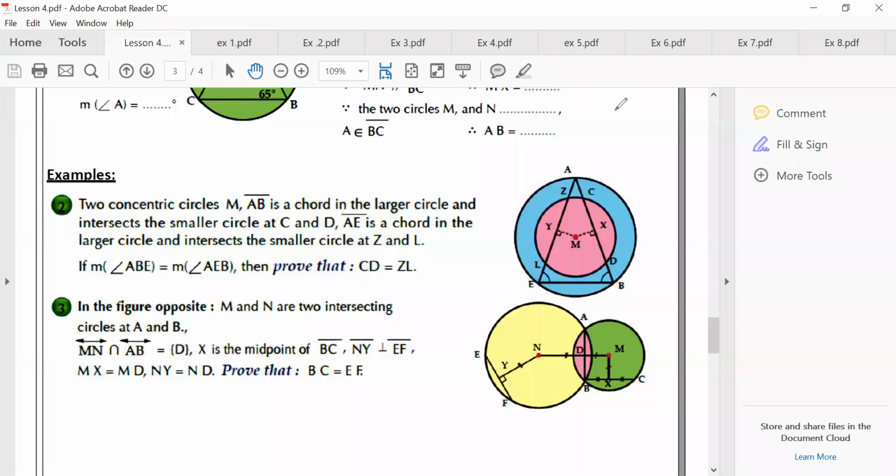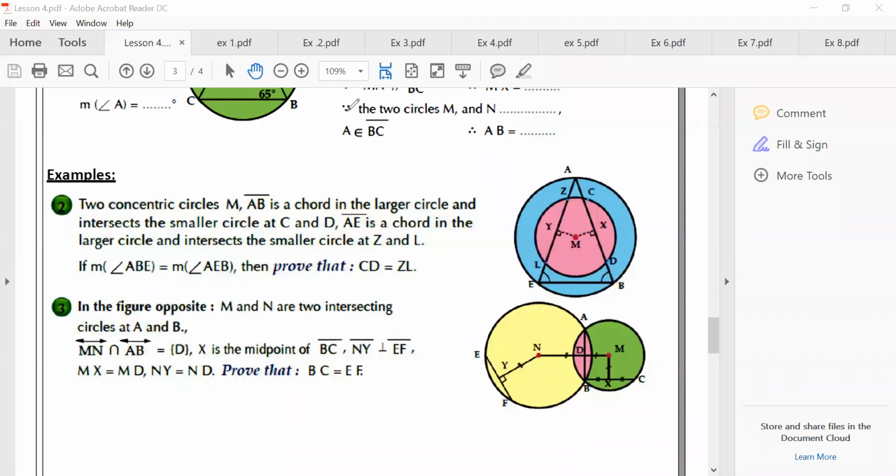Okay, running out of time, we will end in 10 minutes. So I will take two concentric circles. Concentric means they have the same center. AB is a chord in the larger one and intersects the smaller one at C and D. AE is another chord in the larger circle and intersects the small one at Z and L.